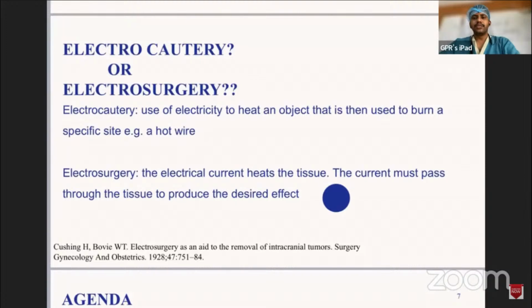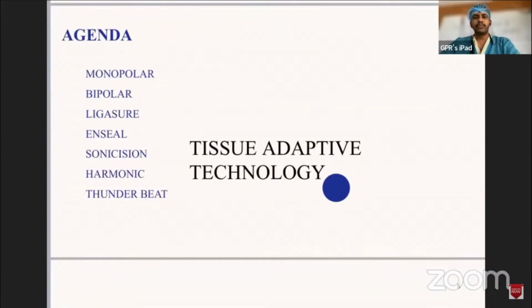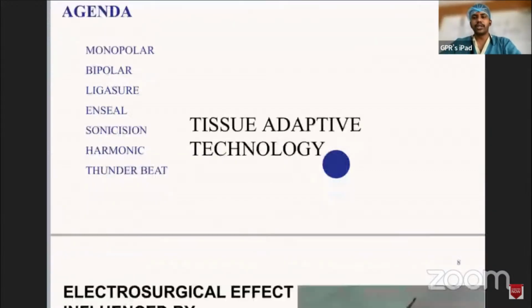So the agenda of this class is to explain the monopolar and bipolar, how they work and how they function, what their drawbacks are, and how they helped with the next mechanism: the other tissue adaptive systems like LigaSure, Sonicision, Harmonic, and ThunderBeat.